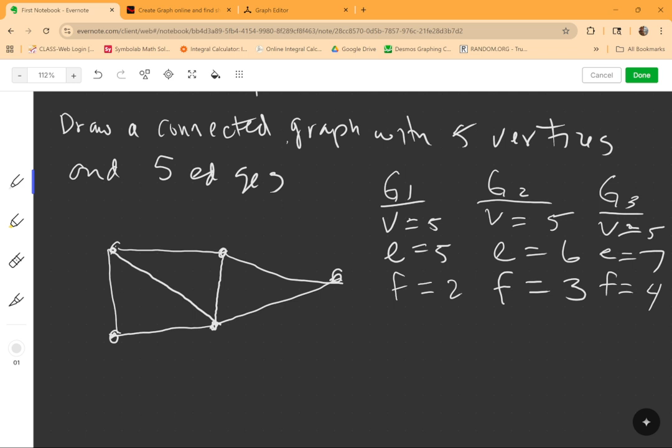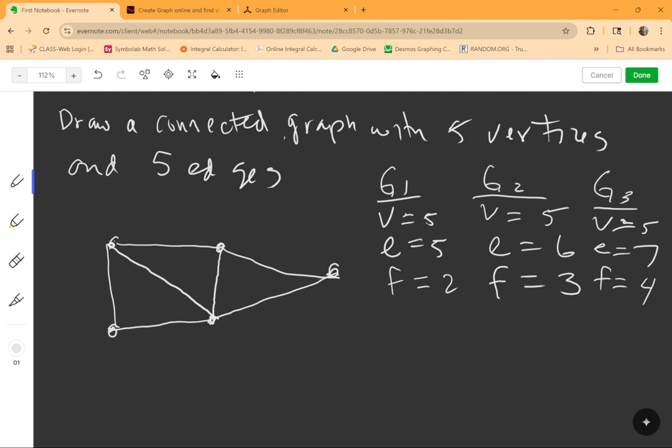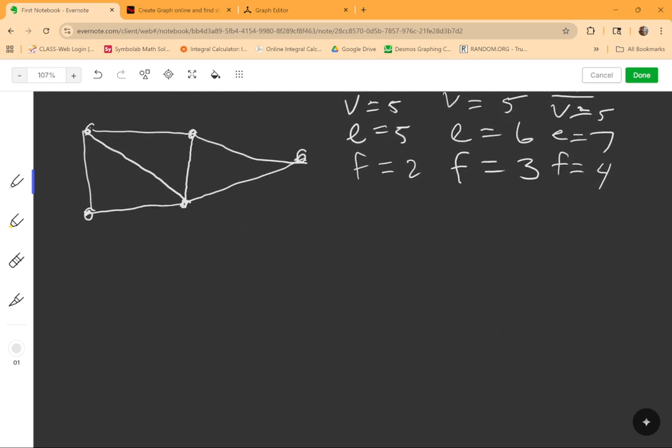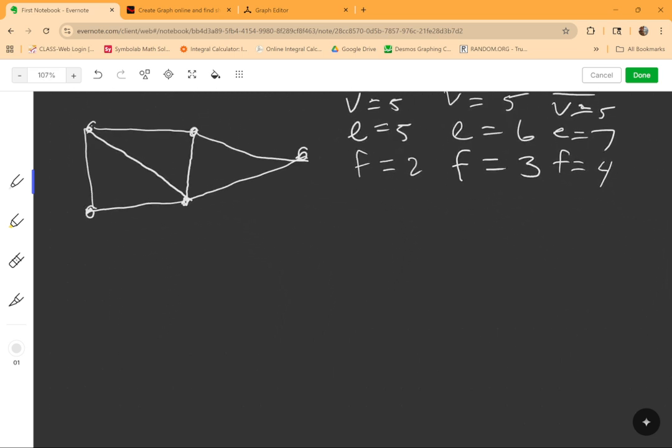Now we can see here that once I add an edge, it almost counteracts the change, because the number of faces also increases. As it turns out, there is a connection between V, E, and F, and that is what we call Euler's formula.